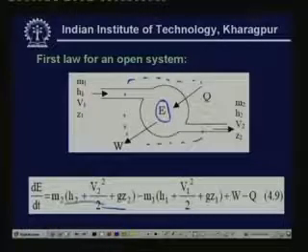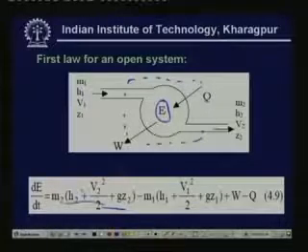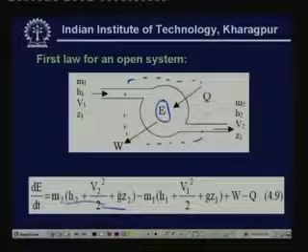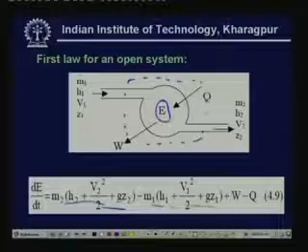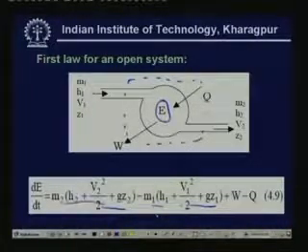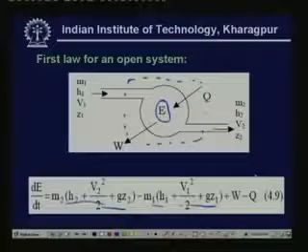net energy flux out of the system because of the mass flow. For example, if M2 is 0, this term will not be there. So, this accounts for the energy flux out of the system because of mass transfer at the outlet. Similarly, this whole term accounts for the energy flux into the system because of the mass flow into the system, and W, as I said, is the work transfer rate, and Q is the heat transfer rate.